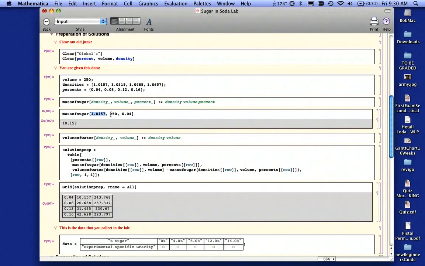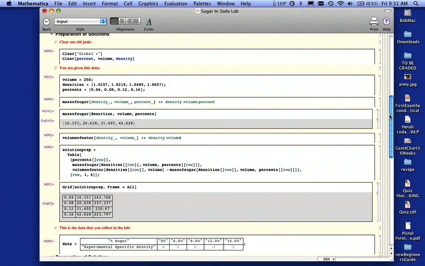Okay, now I can cheat here. I can do all 4 of them at once by saying what's the mass of sugar of all of my densities, my volume, which is defined at 250 milliliters, and all of my percents. Okay, there I get all my masses. So for a 4% solution, I need 10 grams. I need 20 grams for the 8. I need 31.5 grams for the 12, and 42.6 grams for the 16%.